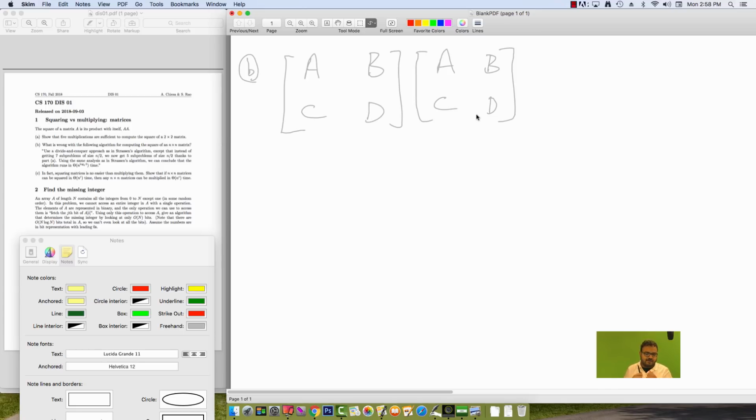So again, pause and think about why the algorithm in part B is not correct. There are actually 2 points that you need to hit. So if you hit one of them, don't stop, keep thinking. Pause.